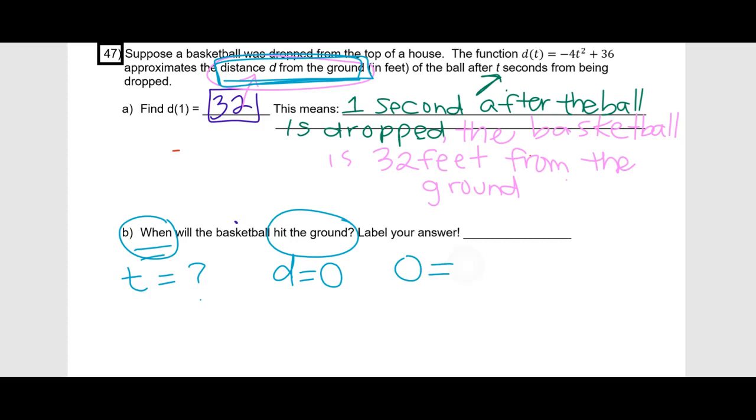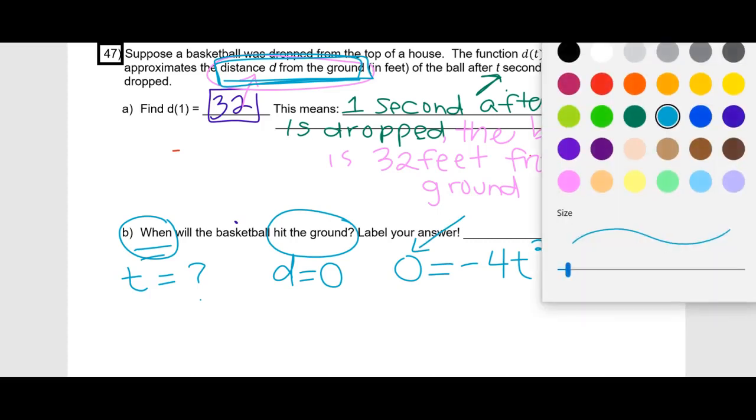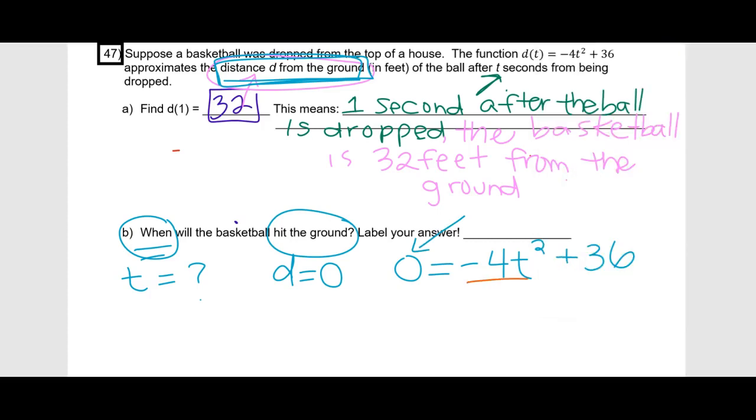And we need to find what t value in this function here would give a distance of 0. So we need to solve this equation here. So one way to do it is we could divide everything by -4. That would make the number smaller if we want. Or we could just start factoring since it equals 0. We could start with the GCF step. So the GCF would be -4.